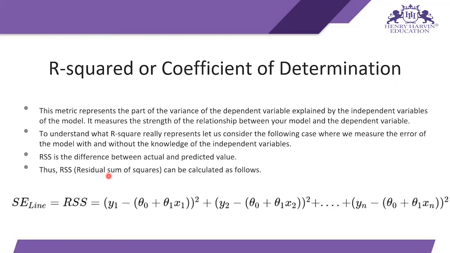Thus, RSS, residual sum of squares, can be calculated as nothing but the difference between the actual and predicted values. When we calculate the difference between those actual and predicted values, we get our value of RSS, the residual sum of squares. And after calculating the RSS, we go to our next step.